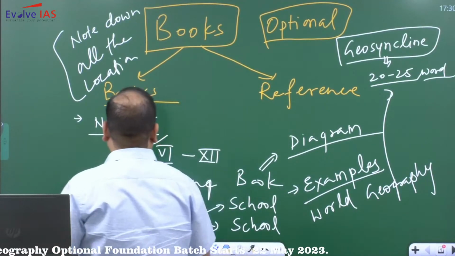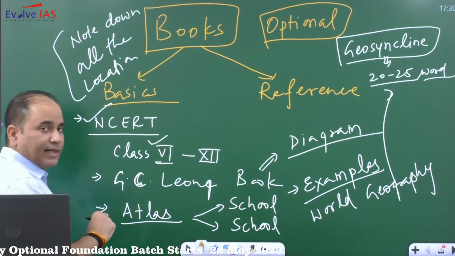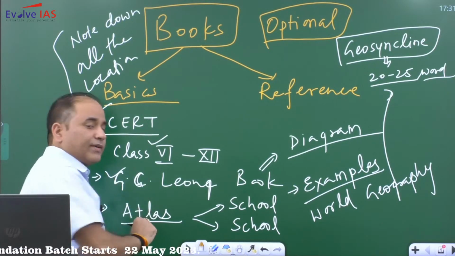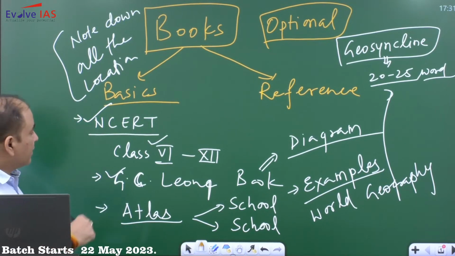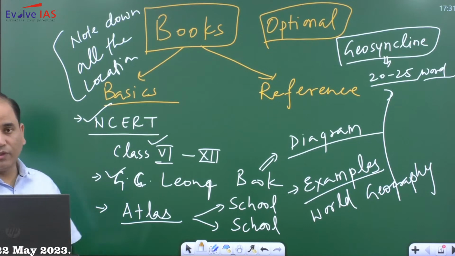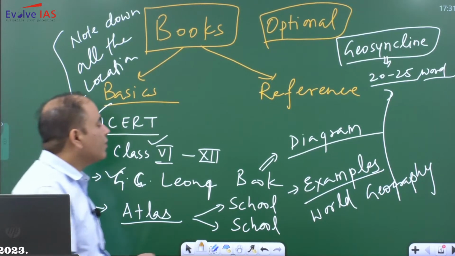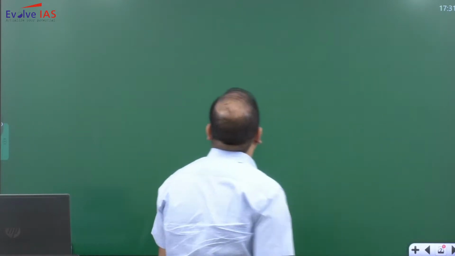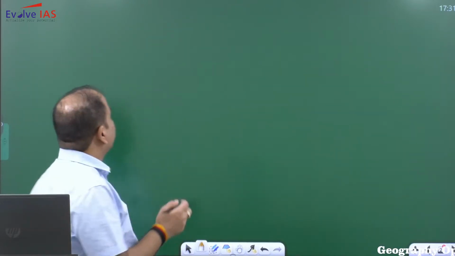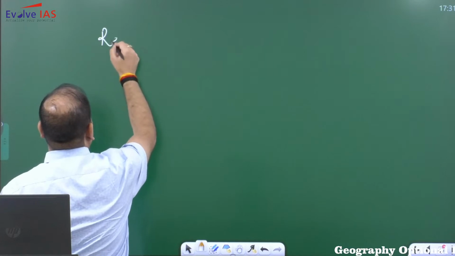All right. So you need to go through the NCERT class 6 to 12. Then you need to refer Certificate of Human and Economic Geography by G.C. Leong, very beautiful book. Then you also need an Atlas. Other than this, right from the starting, make a habit of reading the newspaper.